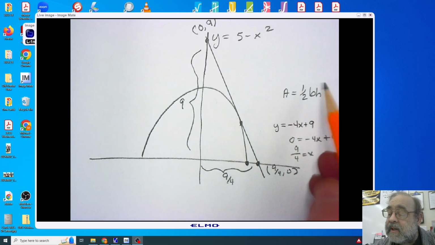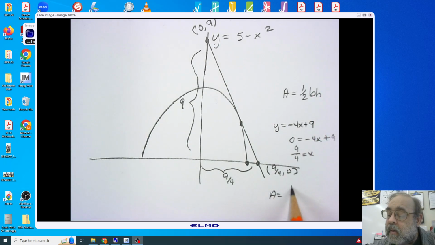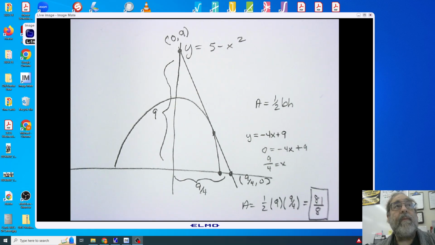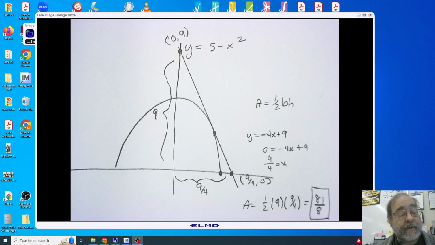I can now put it together as area equals 1/2 times 9 times 9/4, and I end up getting 81/8. So 81/8 is the area of this right triangle formed from the tangent line to the curve of y equals 5 minus x squared and the x and y axes. Let's go to our second question.